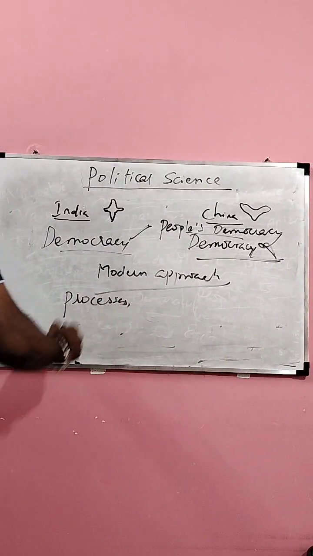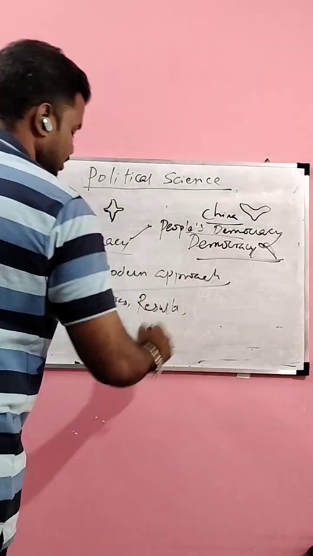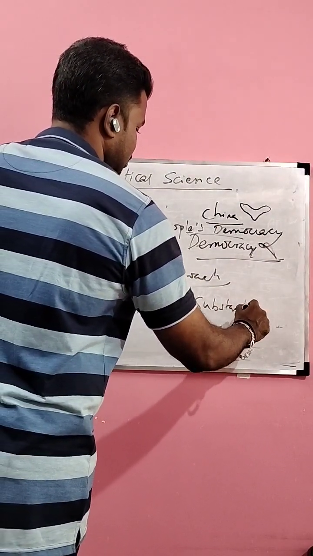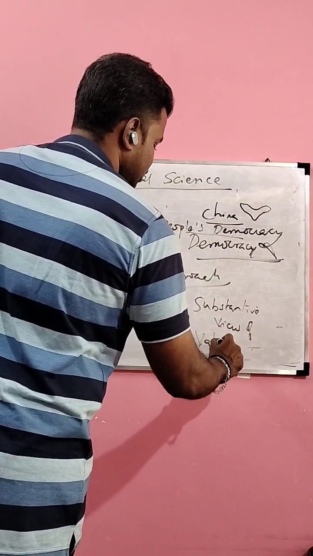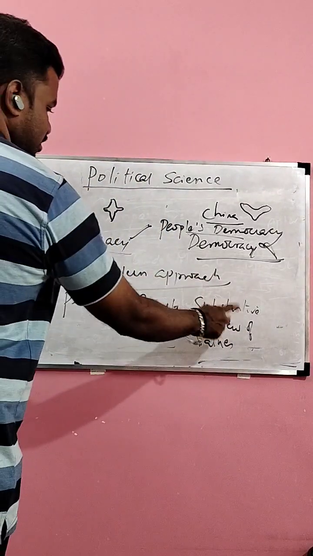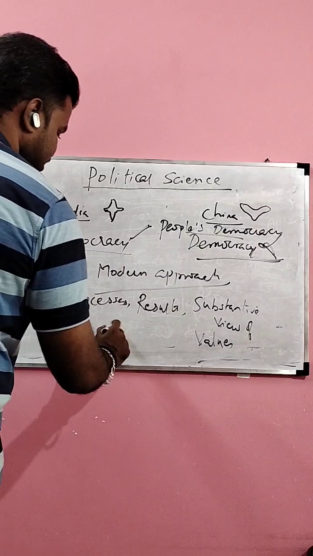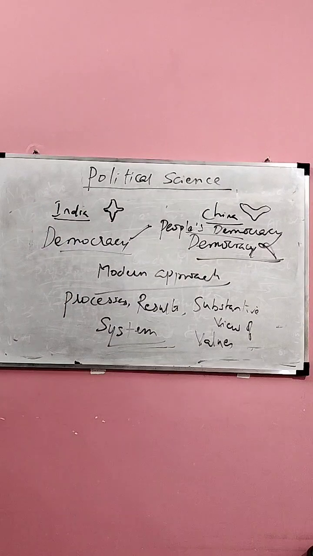Okay? It takes into account results. It wants to go for a substantive view of values, not just a procedural view. The traditional approach goes for a procedural view, but the modern approach goes for a substantive view of values. The modern approach also considers politics as a system. It considers states as a system. Okay. So this is how we compare based on the modern approach.